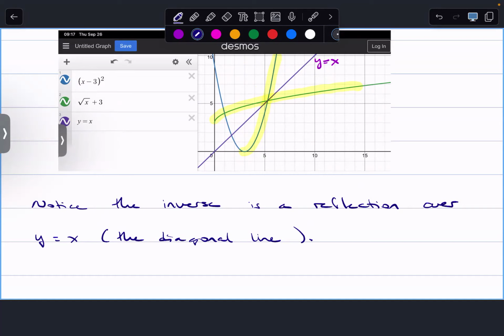I don't like to make you graph things by hand too much, right? Beyond visualizing and being able to restrict the domain like we did with this question here. But I'm not going to get you to draw the inverse of some weird function because that's hard. Okay. Good.